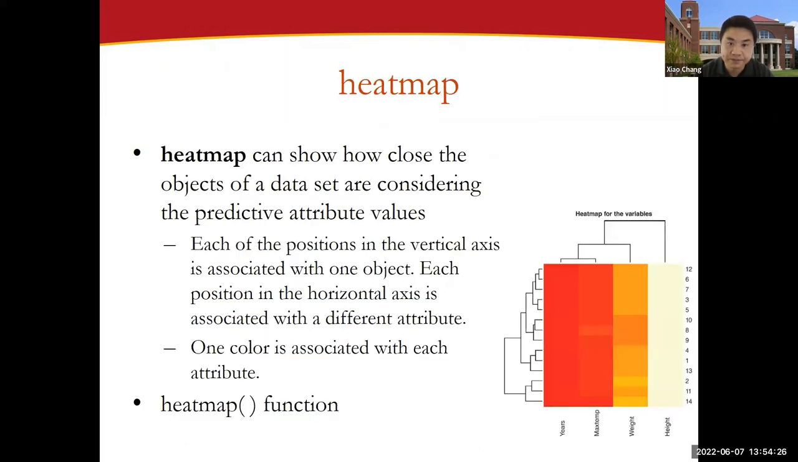And the heat map. The heat map can show how close the objects of the data set are, considering the attribute values. It can show all the attributes and their values in the data set. You can use the heatmap function to generate the heat map for a data set.